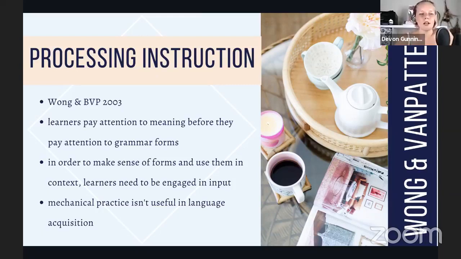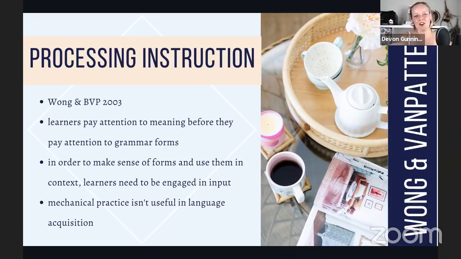But this study, published in 2003 by Wong and BVP, is all about the theory of processing instruction, which builds on this idea of input being really essential, but then makes it a much richer idea. Here's something to munch on: learners will pay attention to meaning before they pay attention to grammar forms. And this was empirically studied in classrooms.